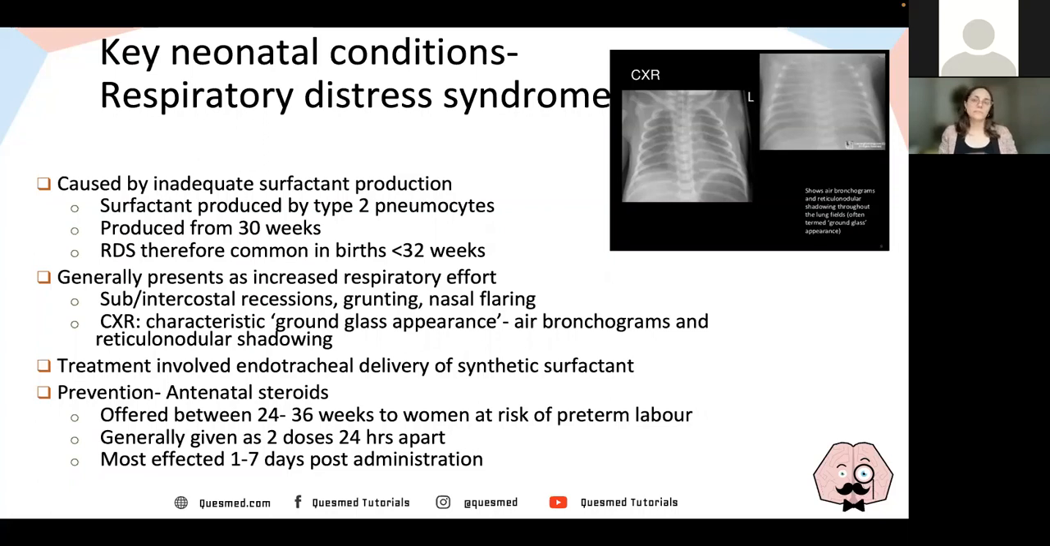The biggest effect is seen between 1 to 7 days post-administration. So if you've given the injection and the baby's born a few hours later, that might still not have been quite enough. Okay.